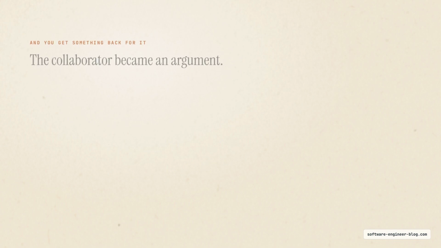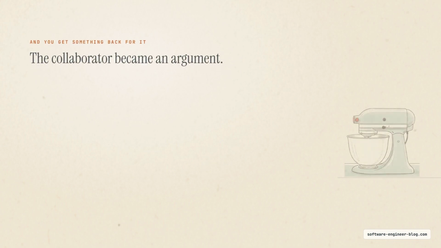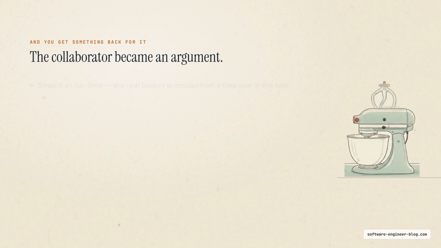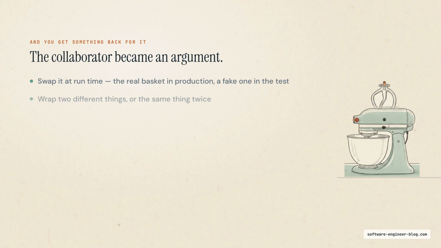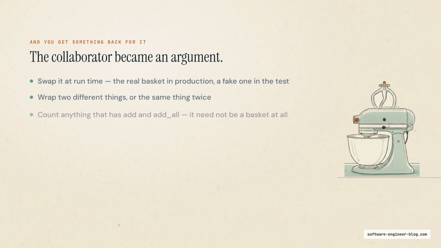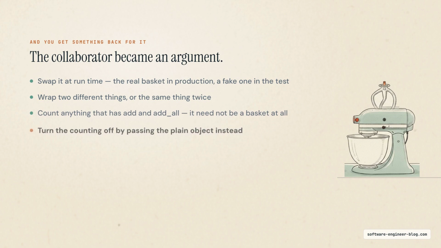And you get something back for the trouble. The thing your class works with is now an argument, which means it is a value, which means it is yours to choose. In production, you pass the real basket. In a test, you pass a fake one that records what it was asked to do, and your test runs in a millisecond with no library involved at all. You can wrap 2 different objects, or the same one twice. You can point it at anything that has an add and an addAll, and it does not have to be a basket at all. And if you decide the counting was a bad idea, you delete 1 word at the call site and pass the plain object. With inheritance, none of that is available, because the relationship was decided at the moment the class was written, and it is welded shut.